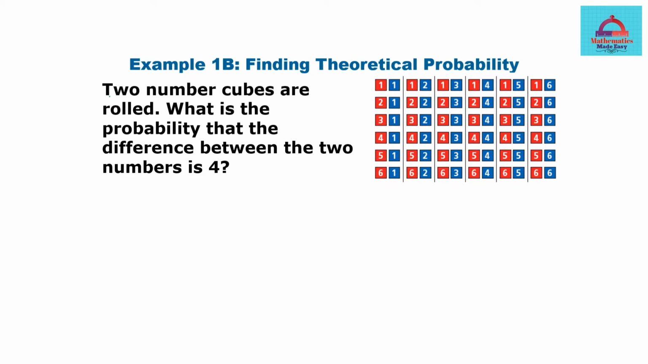Here you have two number cubes which are rolled. So there are two dice. You need to find the probability that the difference between the two numbers is 4. So we are actually fixing the difference here, and then we need to look at the probability of that happening.